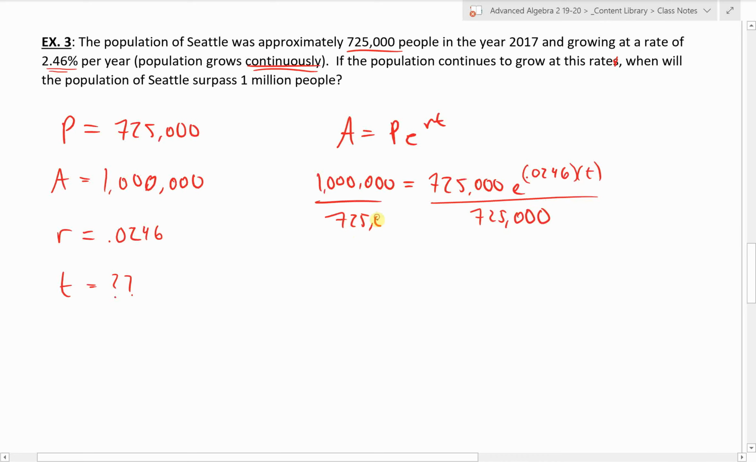So we want to do inverse operations to isolate the variable. I'm going to divide out the 725,000 on both sides. On here, those zeros all cancel. 1,000 over 725 is not quite 4/3. So we can just leave it as that. We can simplify it down if you want. You're going to put it into the calculator anyway, so I would just save it till the end and do it in the calculator all in one shot. We get 0.0246t as the power on e.